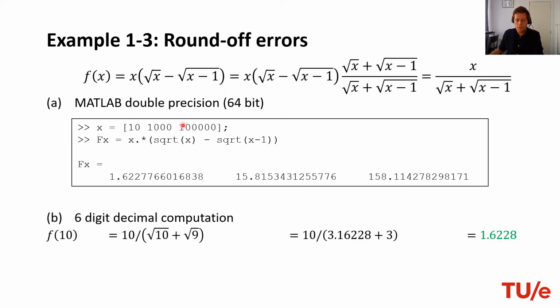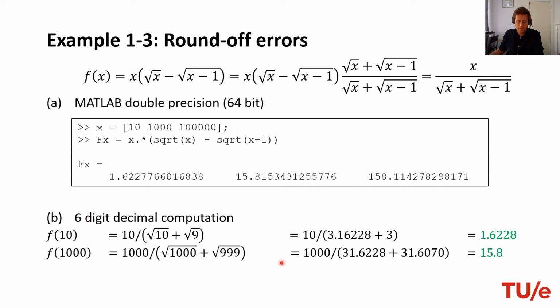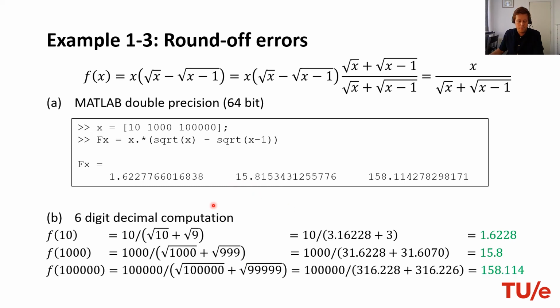So let's take a look. If we substitute 10 into f, well, again, this yields a very satisfactory accuracy. 1.6228 is very close. Well, it's basically the rounded version of this full precision number. For x is equal to 1000, well, similarly, 15.8 is basically this rounded.